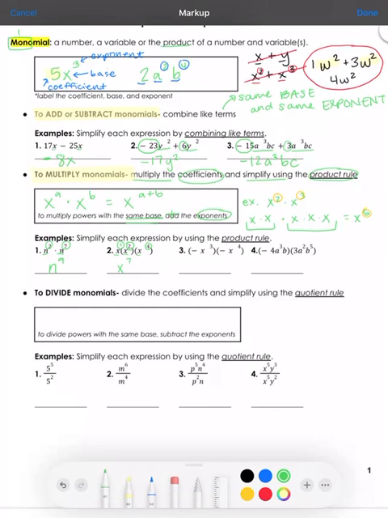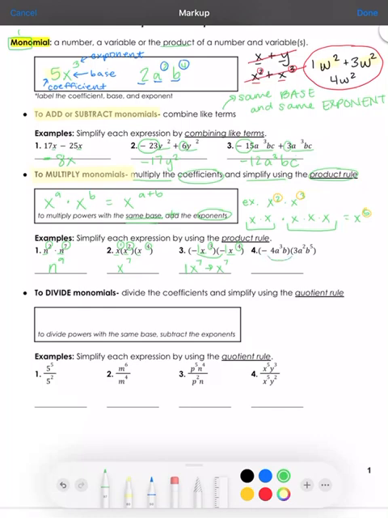Here we have some coefficients. Both of these are negative, which means I have a negative 1 out in front. So the first thing I have to do is multiply these together. So negative 1 times negative 1 is a positive 1. And then x to the 3rd and x to the 4th, they have the same base. So I add 4 plus 3, which is 7. 1x to the 7th, which is the same as just x to the 7th.